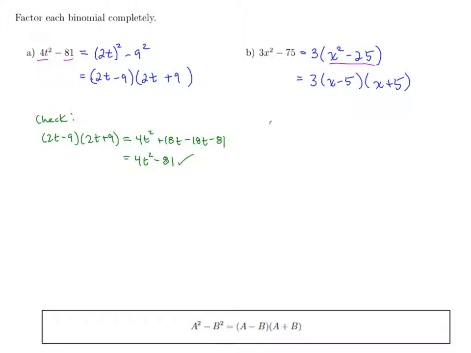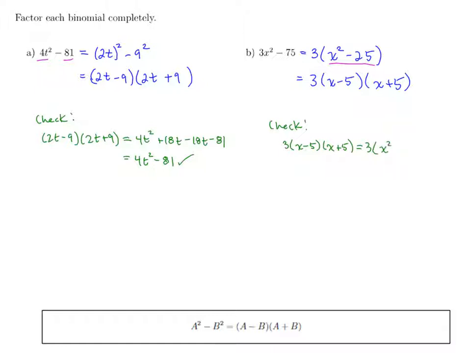And again, if I want to, I can check this. It's fully factored at this point. I have 3 times the expression x minus 5 times the expression x plus 5. What I want to do is check that by multiplication to see if that factoring was correct. And generally, when I multiply this, I'll multiply the x minus 5 times x plus 5 first.